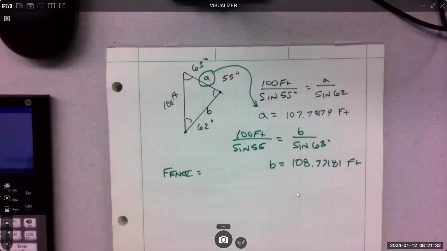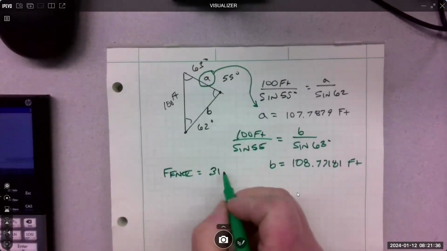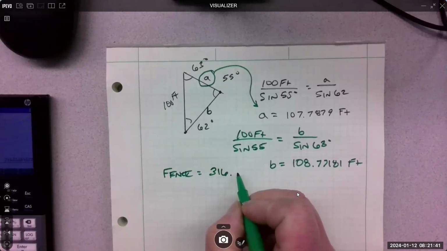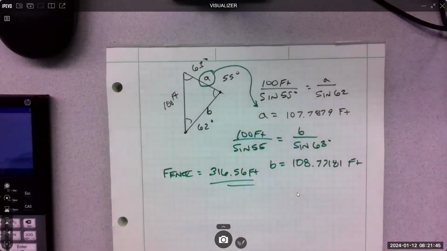I went for 316.56. Probably 317 if you're talking to a contractor, right? They're gonna be like, really? You want a half a fence thing? I don't think so.